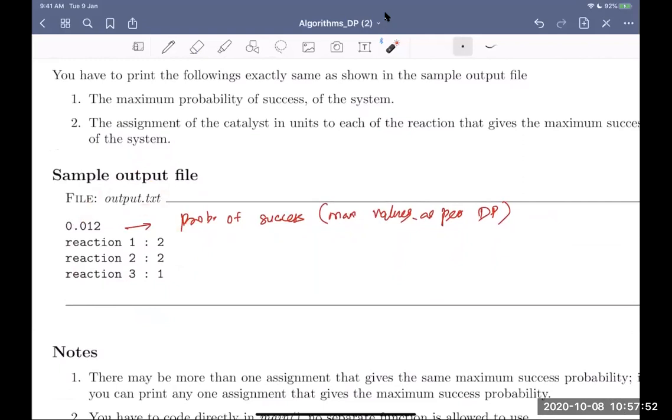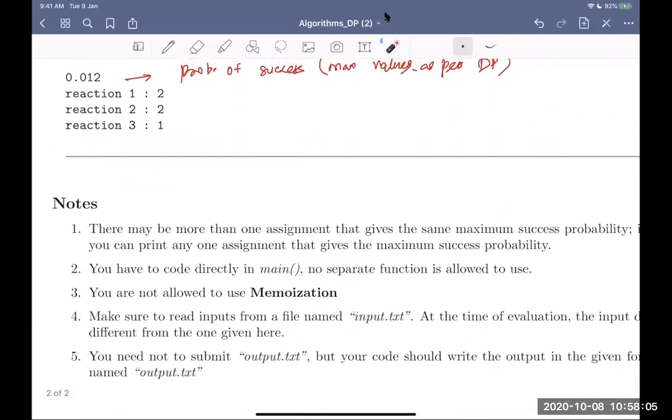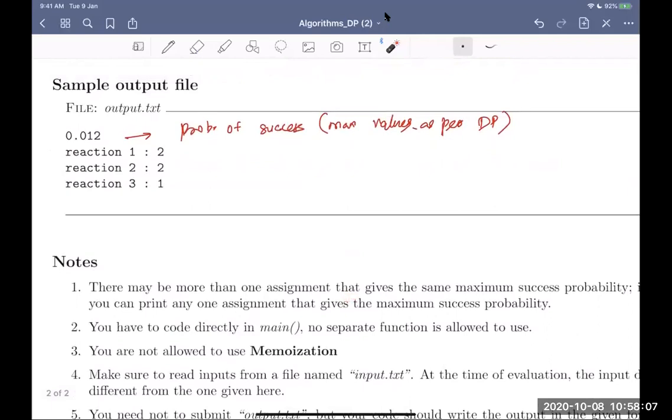So finally, you have to submit. I'm sorry, you don't have to submit the file, but in your final code, you should be creating an output.txt file. There are a few more notes about this. It may happen that more than one assignment gives the same maximum probability. An assignment like 2, 2, 1 may give the same probability as 1, 2, 2. That is very likely, and that is all right. You have to give one of those assignments, and if it is correct, you will be given full marks.